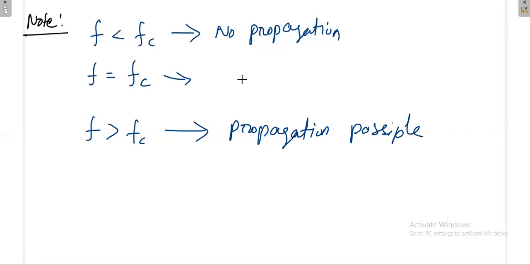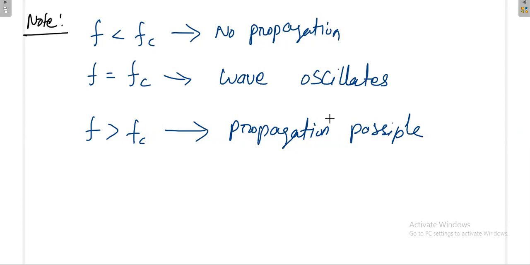Now in this case, the wave oscillates. Once you launch the wave inside the waveguide, the wave oscillates between the walls of the waveguide. It is not propagating, it is just oscillating. In the first case, it is not able to support the wave at all, but in the next case it just starts supporting the wave, oscillating. Then in the third case, it is propagating. So if f is equal to fc, the wave oscillates.